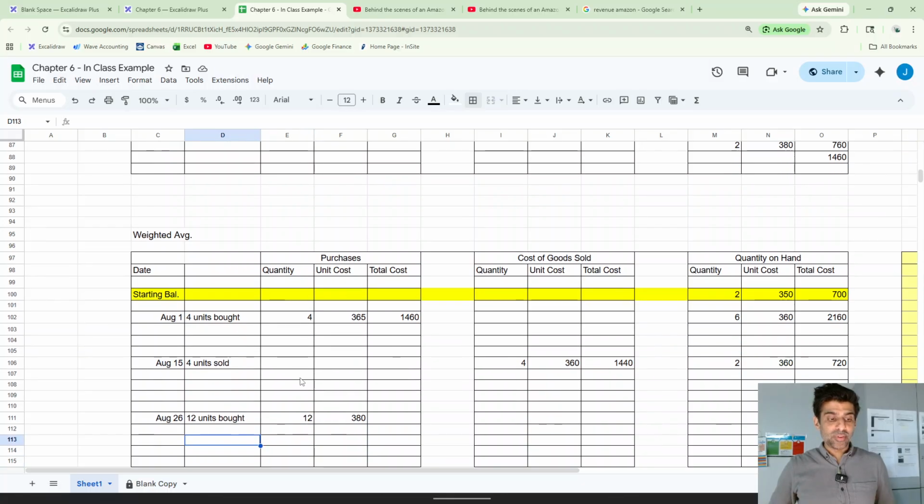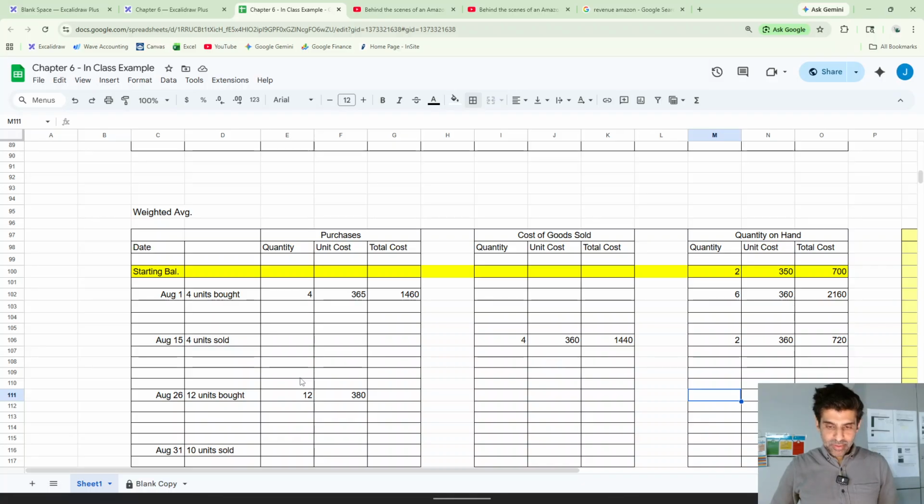Now we're buying 12 more. So again, the purchase transaction, that's when we have to trigger a recalculation of the weighted average cost because now we have a new cost basis, right? We have new inventory coming in at a different per unit cost. So we're going to have to redo the calculation.